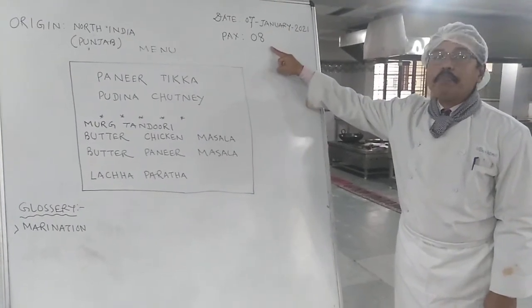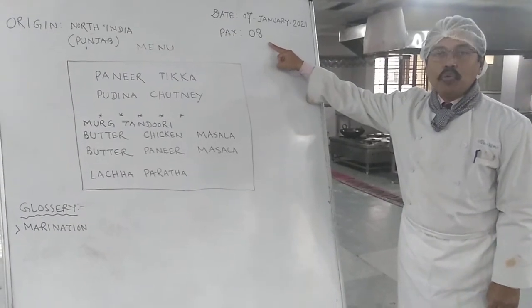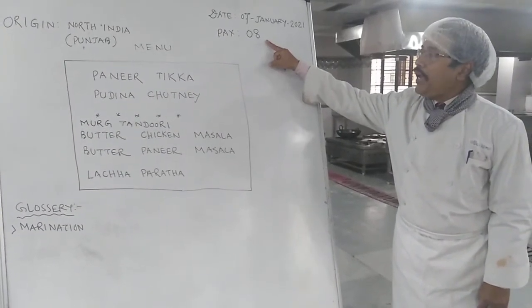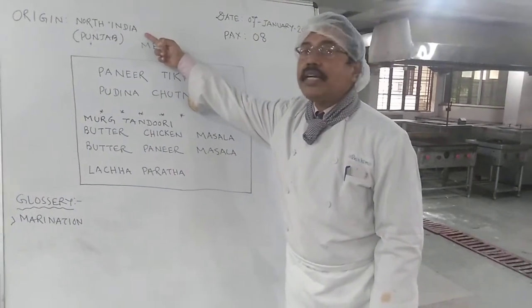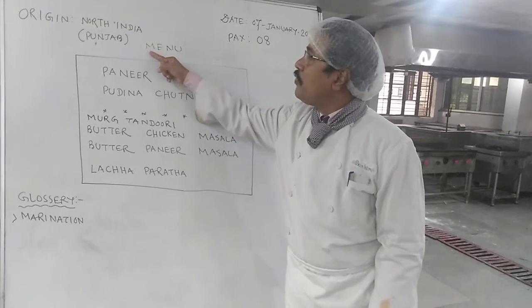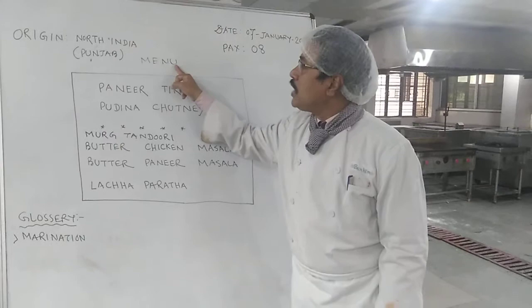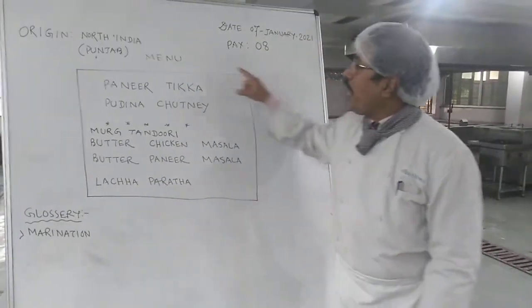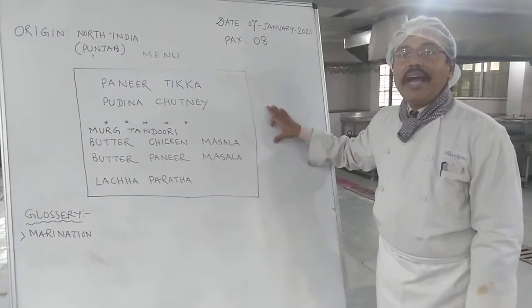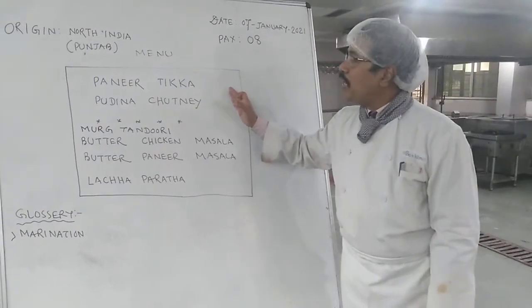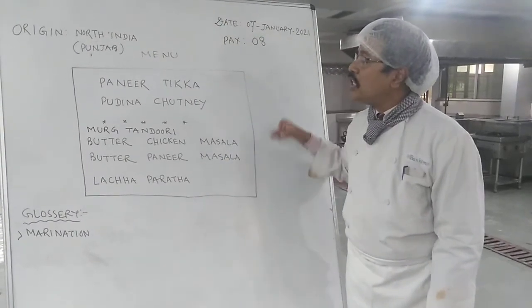Then we have the number of packs, that is the number of persons, the number of diners who will be served with the food, indicated out here. Then on the extreme left hand side, we have the origin, that is North India, and we have specified within the bracket the state of Punjab. The menu starts from here. It's necessary to enclose the food items inside a box by showing a lining. This is because this will separate out the ingredients from other textual information over the board.